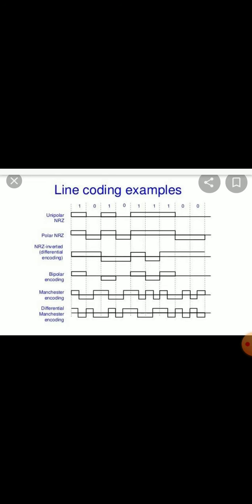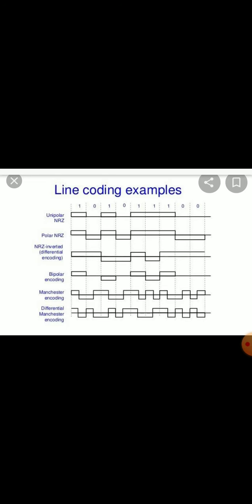So what are the types of line coding? There are three types of line coding: unipolar, polar and bipolar. First one is unipolar, second one is polar, third one is bipolar.